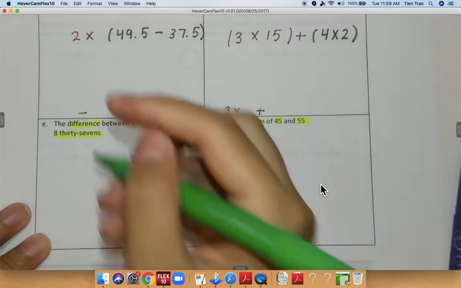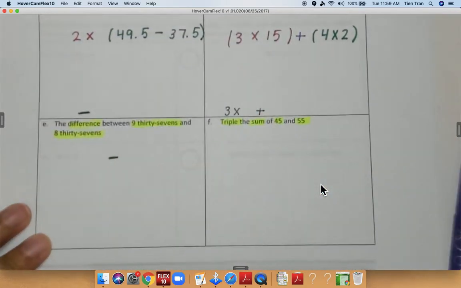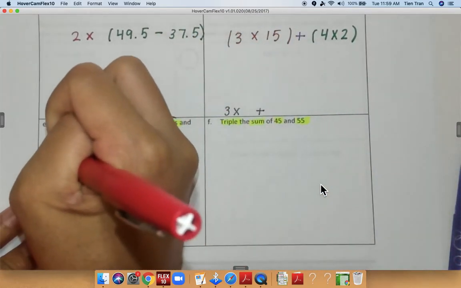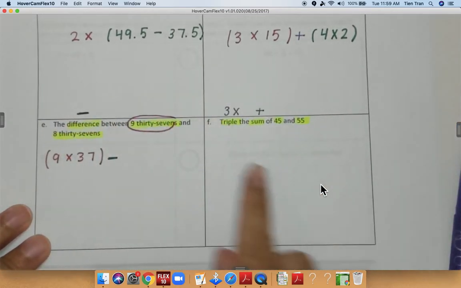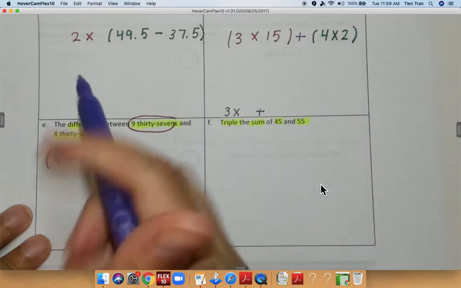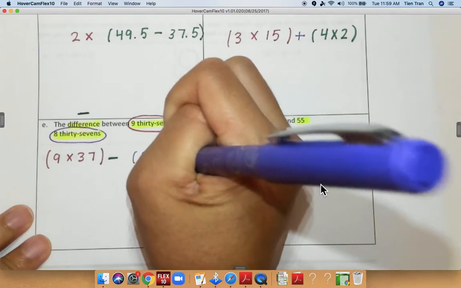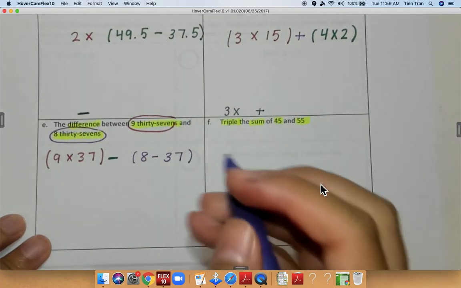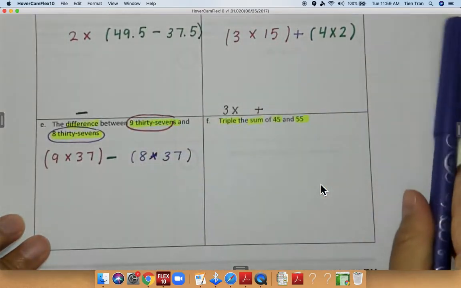So the word difference means to subtract. So I am subtracting 9 thirty-sevens. So that means I'm subtracting 9 times 37 and 8 thirty-sevens. So that means I'm subtracting 8 thirty-sevens. So 8 times 37.